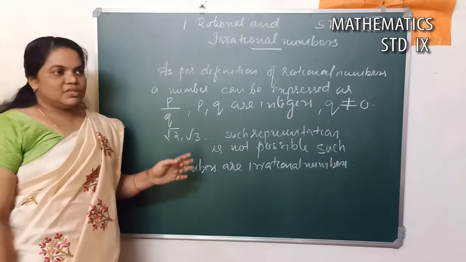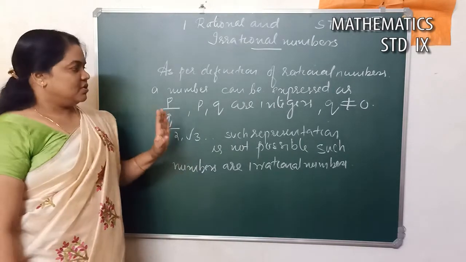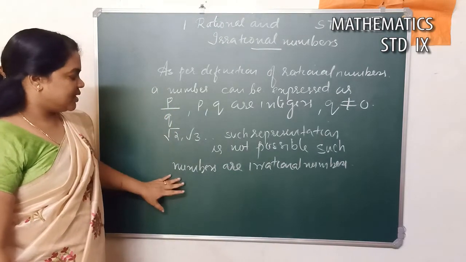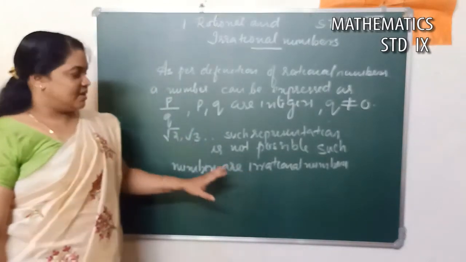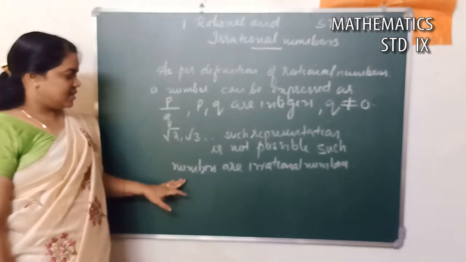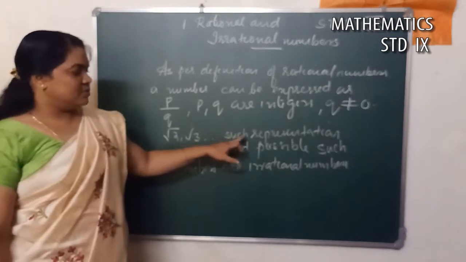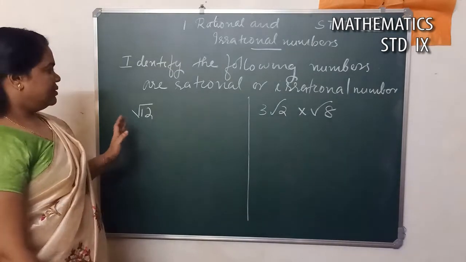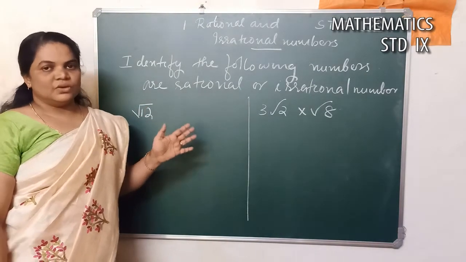Root 3, root 2, root 5, root 7, etc. cannot be represented in the form of p by q, so these numbers are irrational numbers. We had seen that root 2 is irrational and root 3 is also irrational.